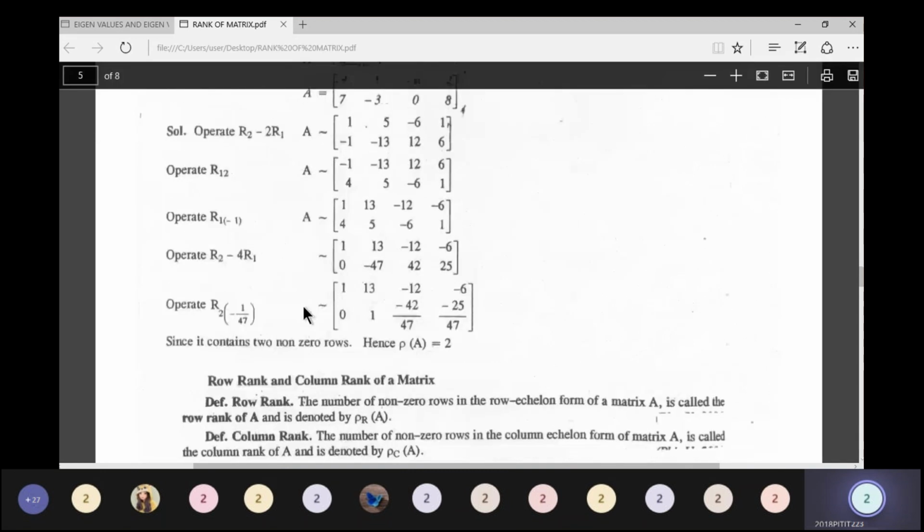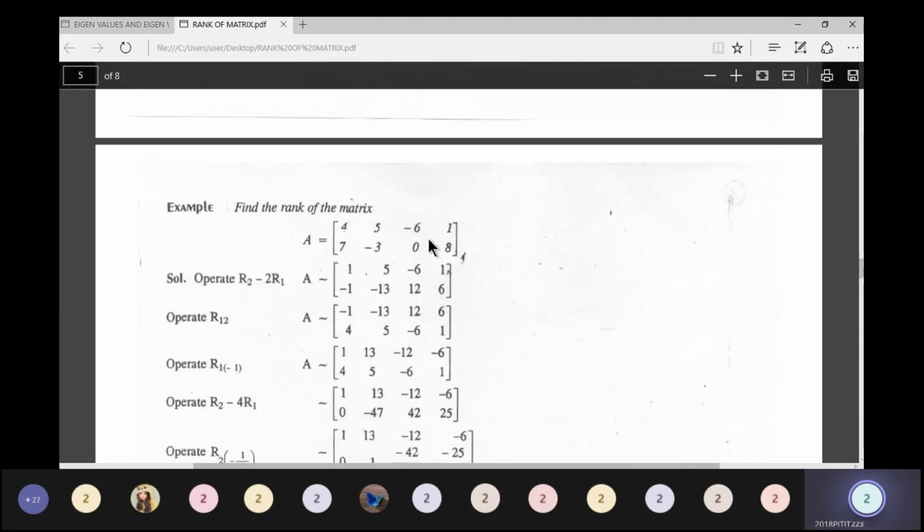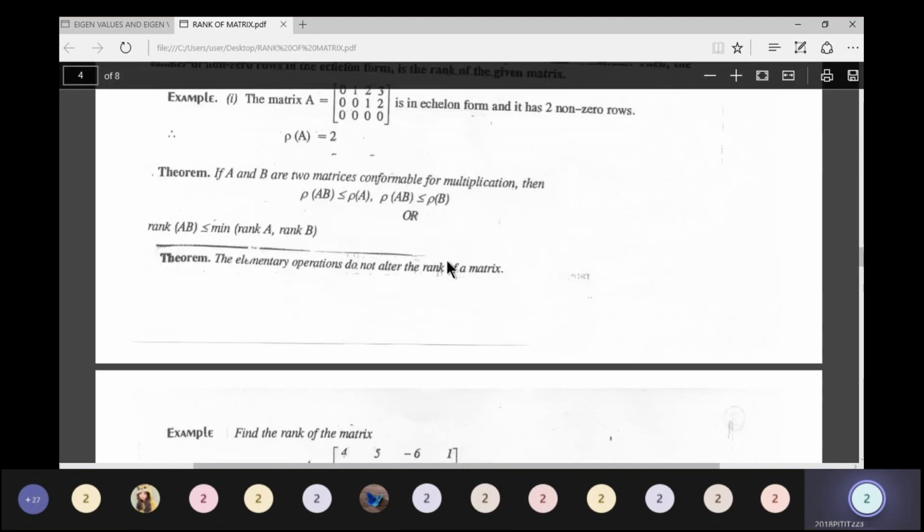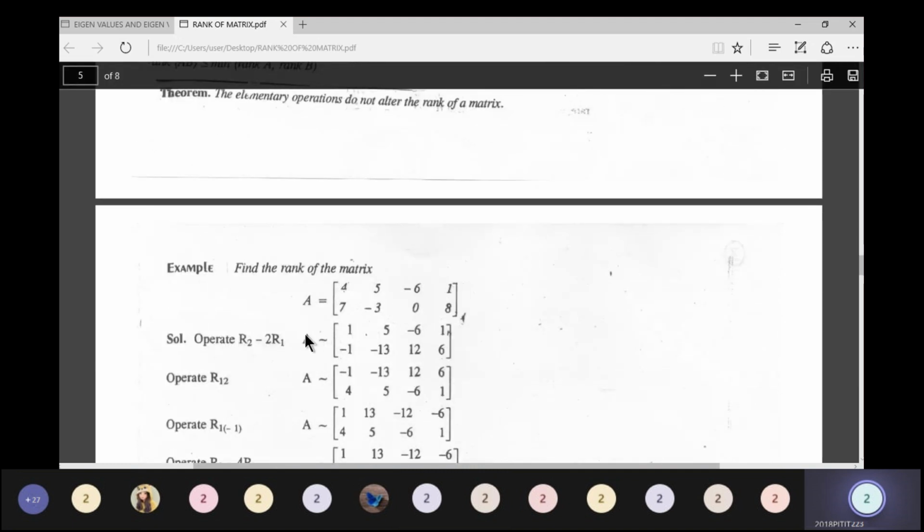Transformation. So see, 4, 5, minus 6. It has 2 rows and 4 columns. It is a 2 by 4 matrix. Okay, so it is not possible to find the determinant value, because only for a square matrix is it possible to find the determinant value. So we have to apply only the row elementary transformation method to find the rank of the matrix.